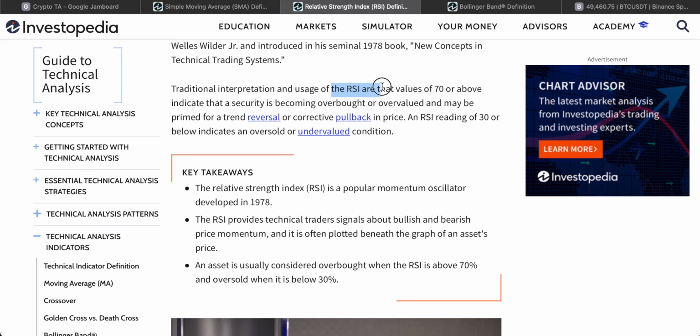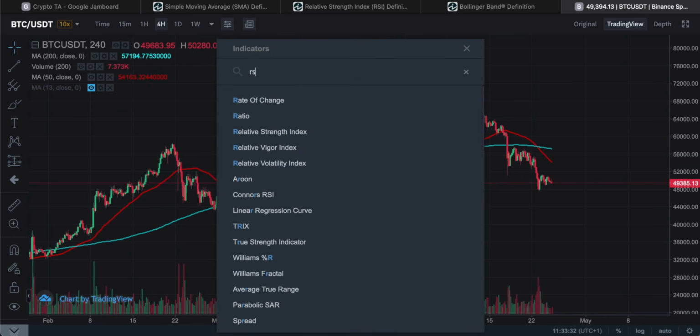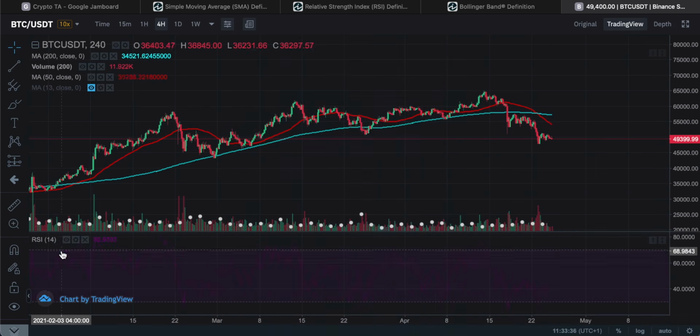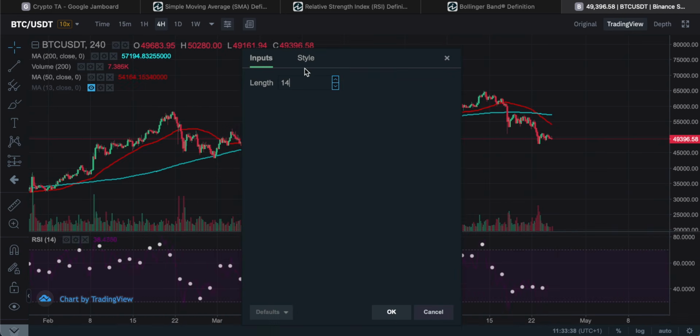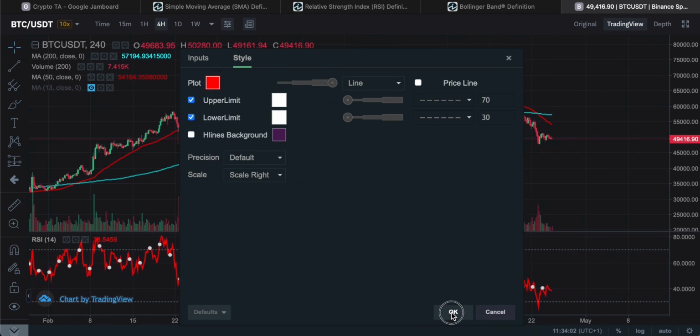You can see that RSI around a value of 70 or above indicates that a security is becoming overbought or overvalued. An RSI reading of 30 or below indicates an oversold or undervalued position. This is only a guide for traders, but let's see how we get it on the chart. So I'm going to come up to the chart right here, and I'm going to go to indicators right here and type RSI. Relative Strength Index comes up, so I'm going to click that, and then we see it come at the bottom. I'm just going to change the style right here because we can't see anything for right now. All right, so I changed the RSI right here.